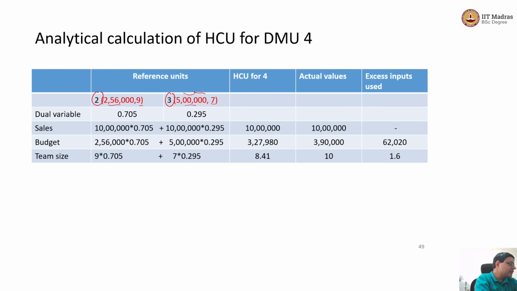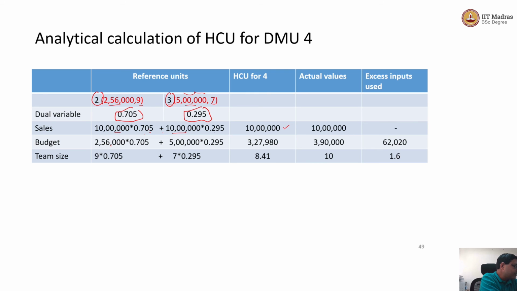What were the dual variable values corresponding to 2? Dual variable value corresponding to 2 was 0.705. Dual variable corresponding to 3 was 0.295. Now, same calculations. 10 lakhs is the sales for DMU2. Multiply that by the dual variable value 0.705. The sales for DMU3 was 10 lakhs. The dual variable is 0.295. 10 lakhs multiplied by 0.705 plus 10 lakhs multiplied by 0.295 is going to give you 10 lakhs, which is the output, which is sales.